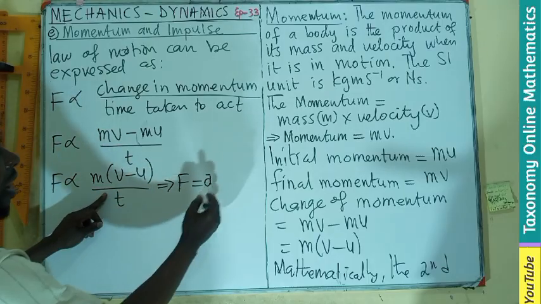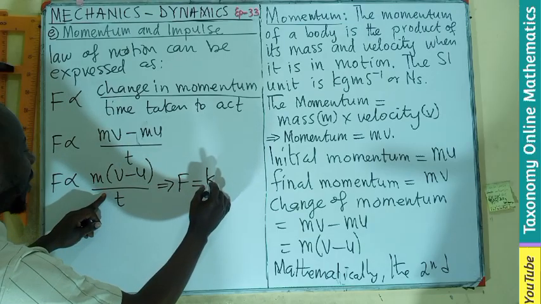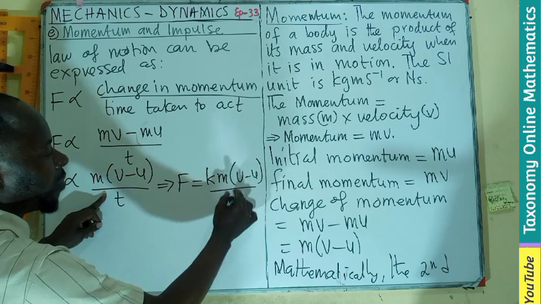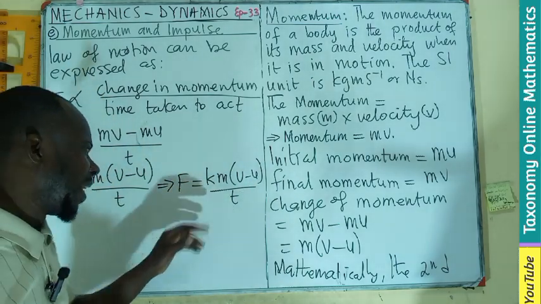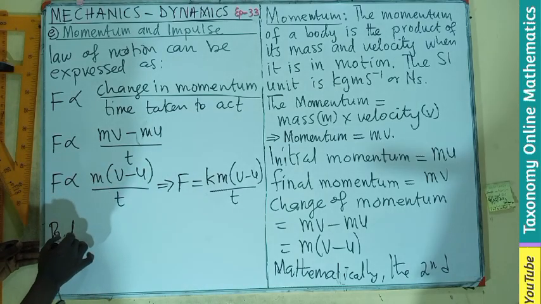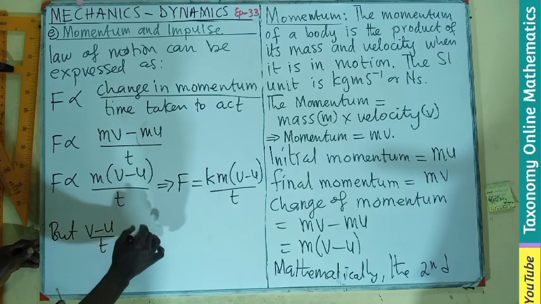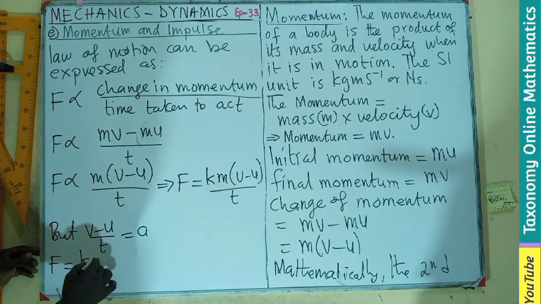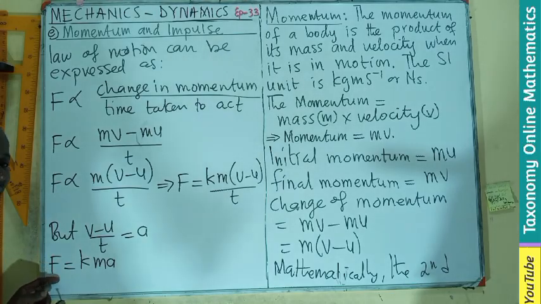Okay, the alpha times what? Let me just use K so that it will be easy. K times M times V minus U divided by T. Now, what we are seeing here, V minus U divided by T, is what? Acceleration, from the laws of motion that we have. So this can now become F equals K M A. Now remember that a force is a Newton.